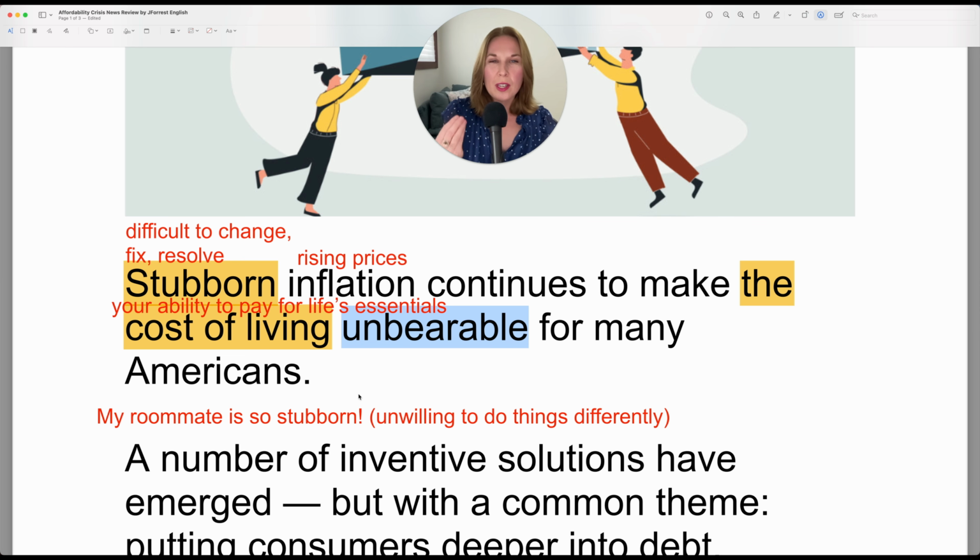So the situation is so difficult. It causes me so much pain that I don't want to do it. I want to move. I want to find a new roommate. I don't want to continue in this situation. So you can use this to describe daily life things, or here you're using it to describe a broader economic situation for many Americans.